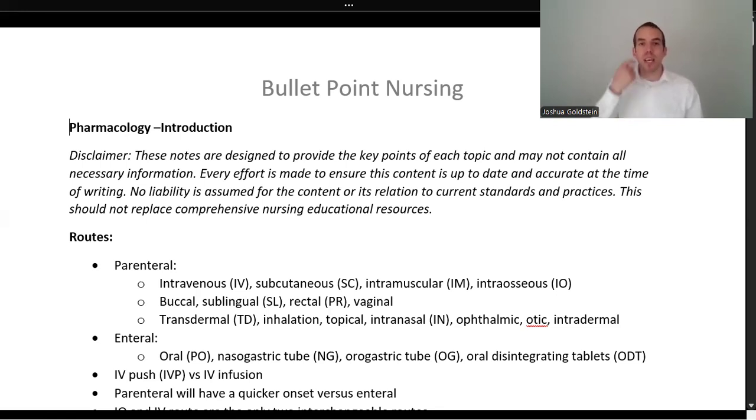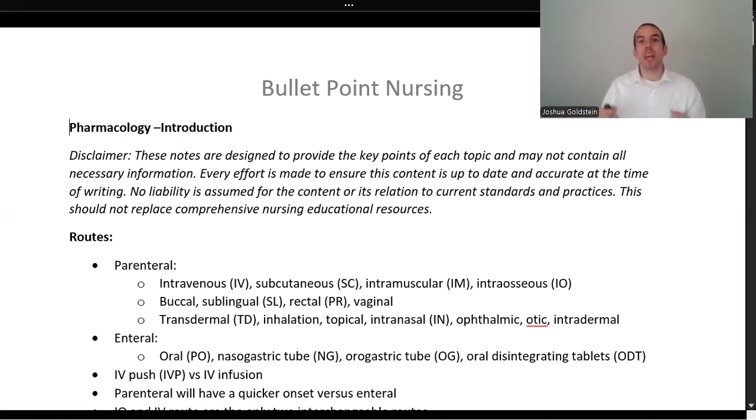Buccal is where we place it on the inside of the mouth between the gum line and the cheek. So it goes inside the cheek. Sublingual is where we place it under the tongue. Rectal, obviously, is where we place it in the anus. Vaginal is where we place it into the vagina. We also have a few more. We have transdermal, which is where we take usually a cream and put it on the chest or some other part, and then we put a Band-Aid over it.